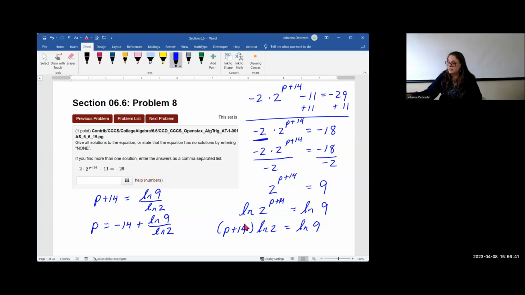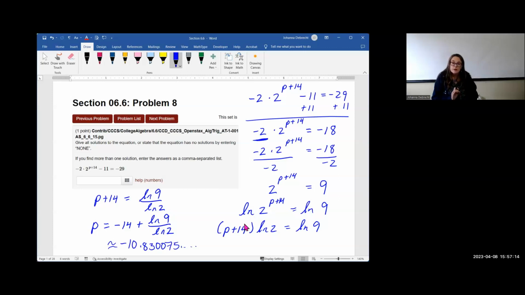Now I can put this into my calculator. You can also write it as the natural log of 9 over the natural log of 2 minus 14, whichever one you think is best. And I've got -14 plus quantity natural log of 9 divided by quantity natural log of 2, and I got about negative 10.830075, and it probably keeps going from there.